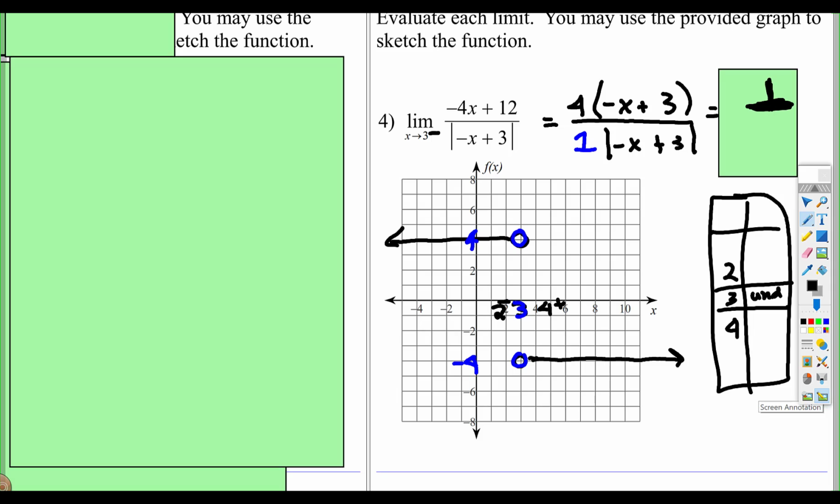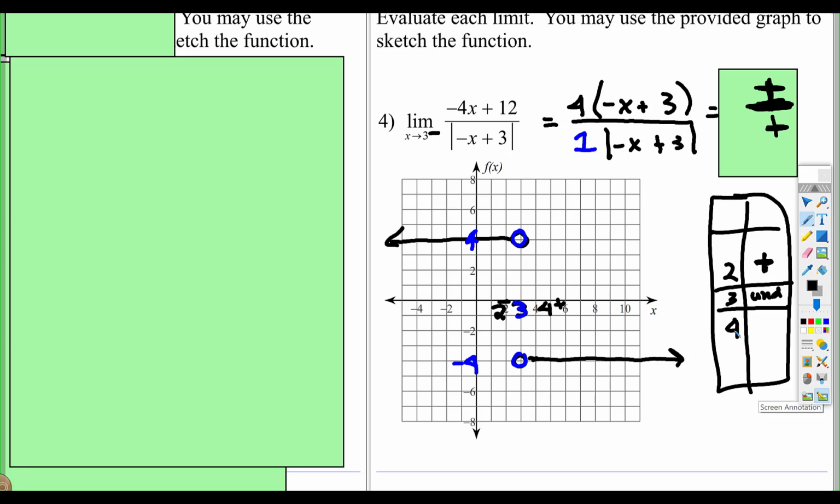That's the fraction bar. So when I put 2 in there, the opposite of 2 is negative 2. Negative 2 plus 3 is 1. 1 times 1 is 1. So this is a positive sign and this is a positive sign. So we know this will be above the x-axis.